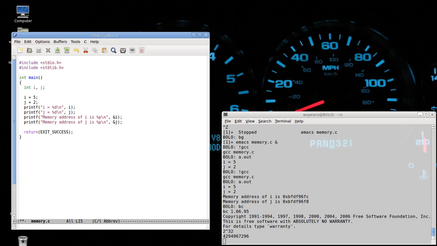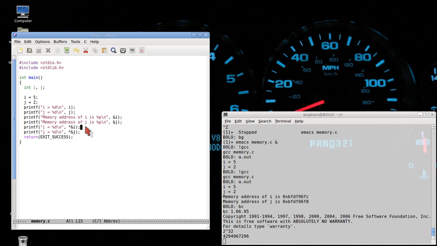Okay. Now suppose I want to access what's in those memory locations. We can use *, i equals %d, *&i, and the same thing with j. What are we doing here? We're saying I want the address of i, and then I want the thing that's at the address of i. So that's i again. We have j, the address of j, and the thing at the address of j, which is j again.